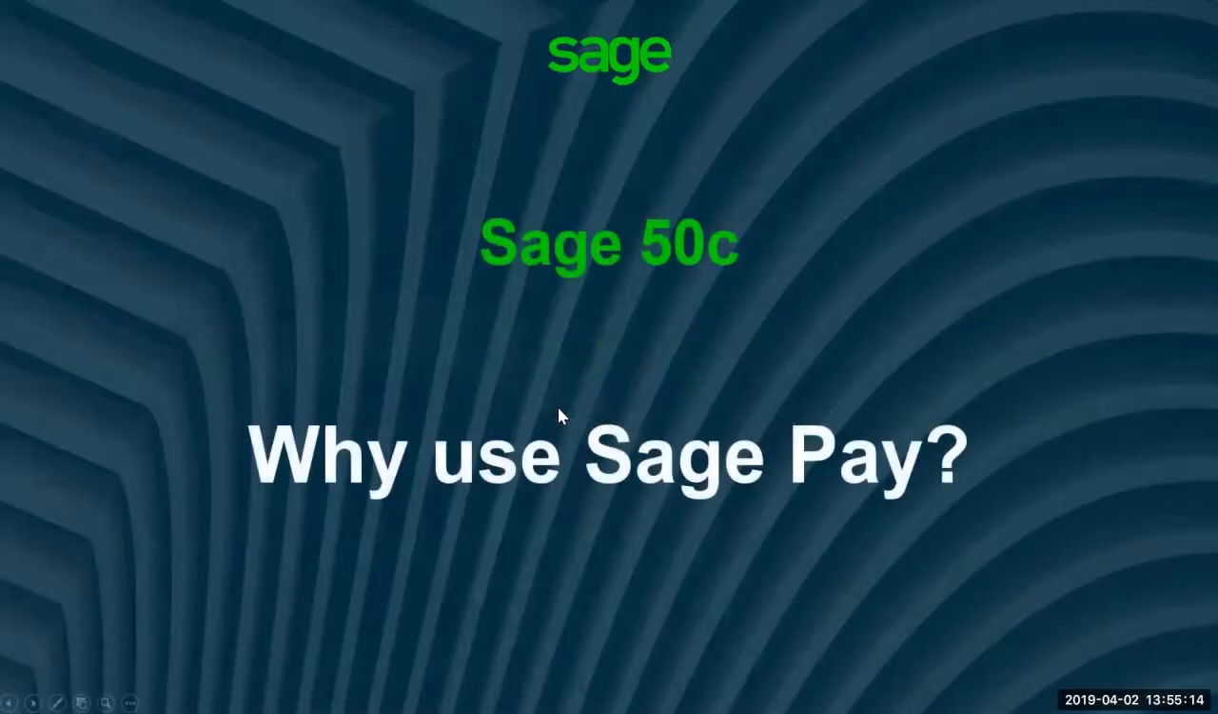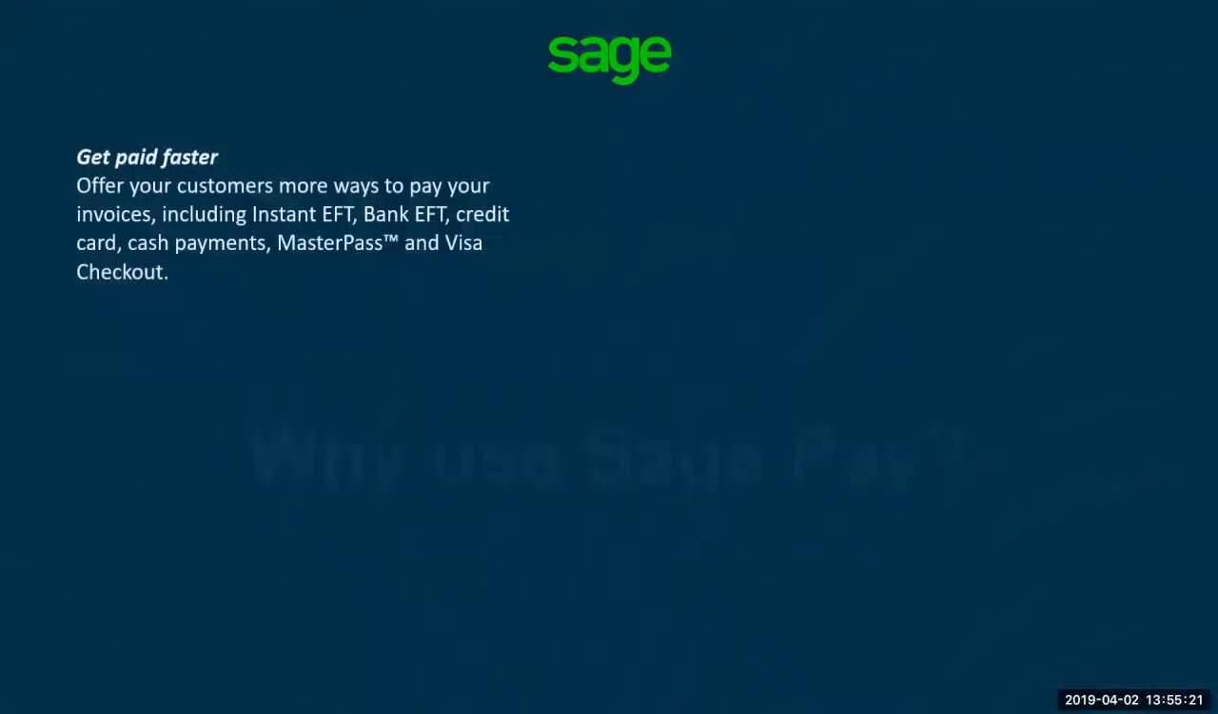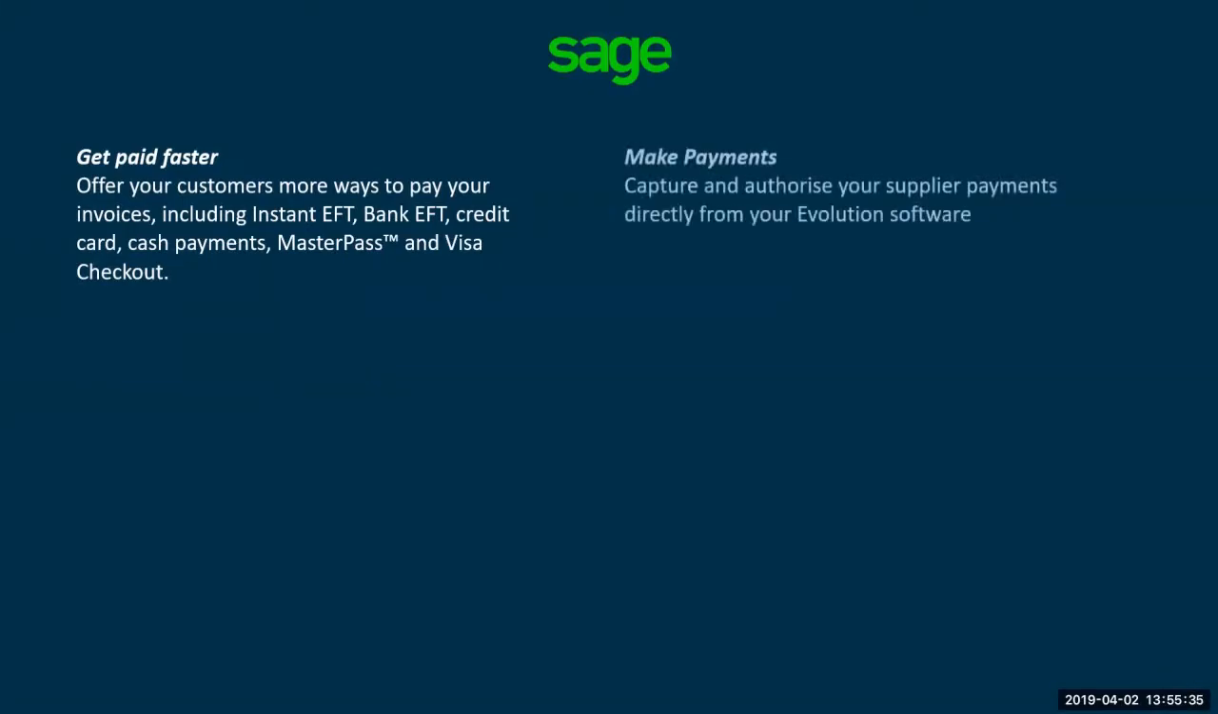All right. Before I show you how it works, let's just quickly go through why you should use SagePay. First of all, you can get paid faster. Instead of offering your clients just normal EFT or maybe cash payments, you can now offer them instant EFT, credit card, cash payments, and app-based payments as well. You can also make payments a lot quicker. When paying suppliers, everyone pays their suppliers via EFT banking. SagePay can do batch payments a lot faster and a lot cheaper.